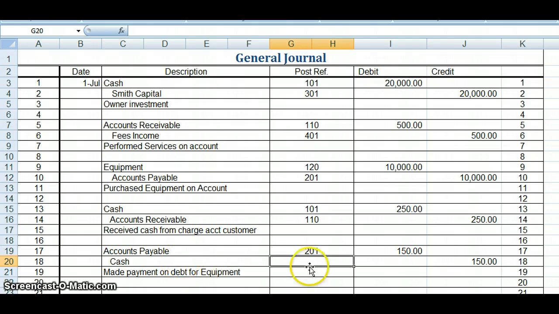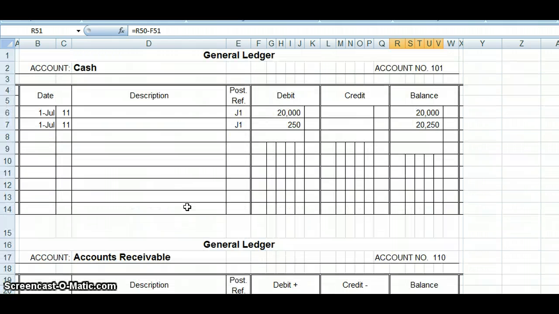And then I'm going to come to cash. I have a $150 credit to cash. Going to my ledger, scrolling to find my cash account. I'm going to put in my posting reference of J1. And then we all know what the normal balance for cash is, right? It is a debit. That's correct. So plus for the debit and minus for the credit. Going to put it in there so you remember. This time I'm crediting cash for $150.